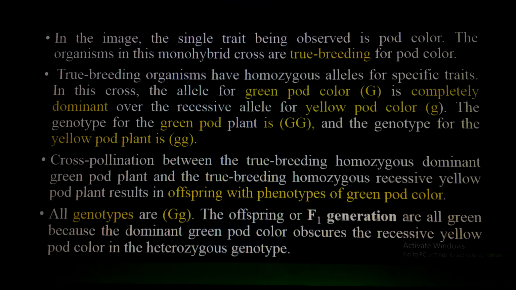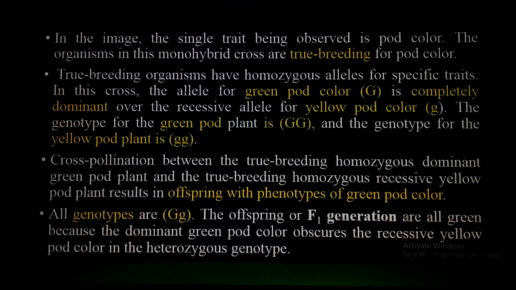Is it clear? Okay. The single trait being observed is the pod color. The organisms in this monohybrid cross are true breeding for pod color. True breeding organisms have homozygous alleles for a specific trait, you must keep this in mind. In this cross, the allele for green pod color is completely dominant over the recessive allele for yellow pod color. Here the dominant trait is green pod color, and yellow is the recessive.